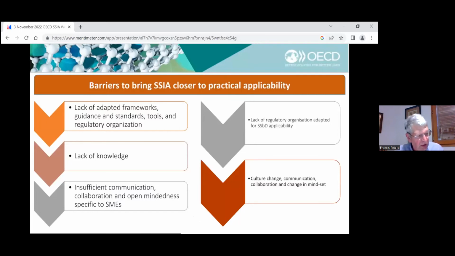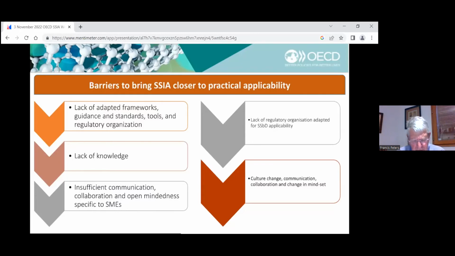So two surveys were developed. The first one is about the barriers to bring SSbD closer to practical applicability, and the second will complete that by identifying the barriers impeding collaboration between regulator and innovator. So for the first one, the question of the barriers to bring CA closer to practical applicability, the top 5 is on the screen here.